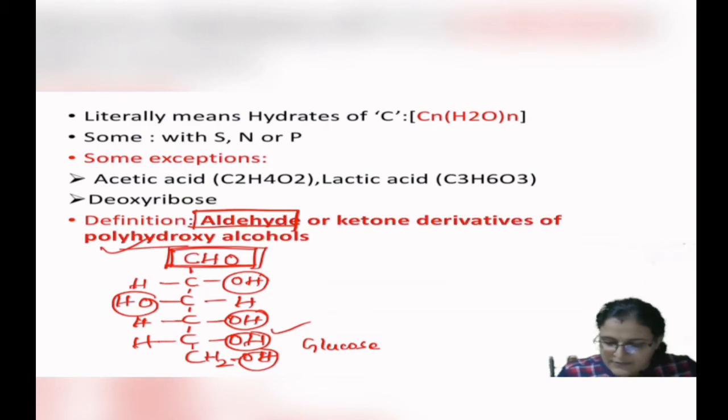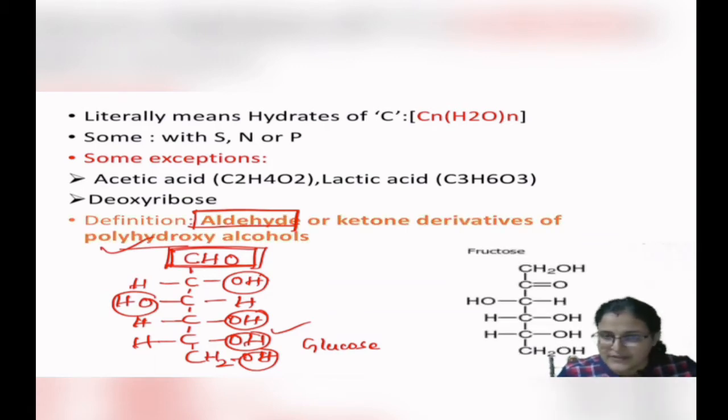Similarly, if we see the structure of fructose, it has a keto group at the second position. 1, 2, 3, 4, 5, 6. And lots of hydroxyl groups are there. So fructose is a keto derivative of polyhydroxy alcohols.